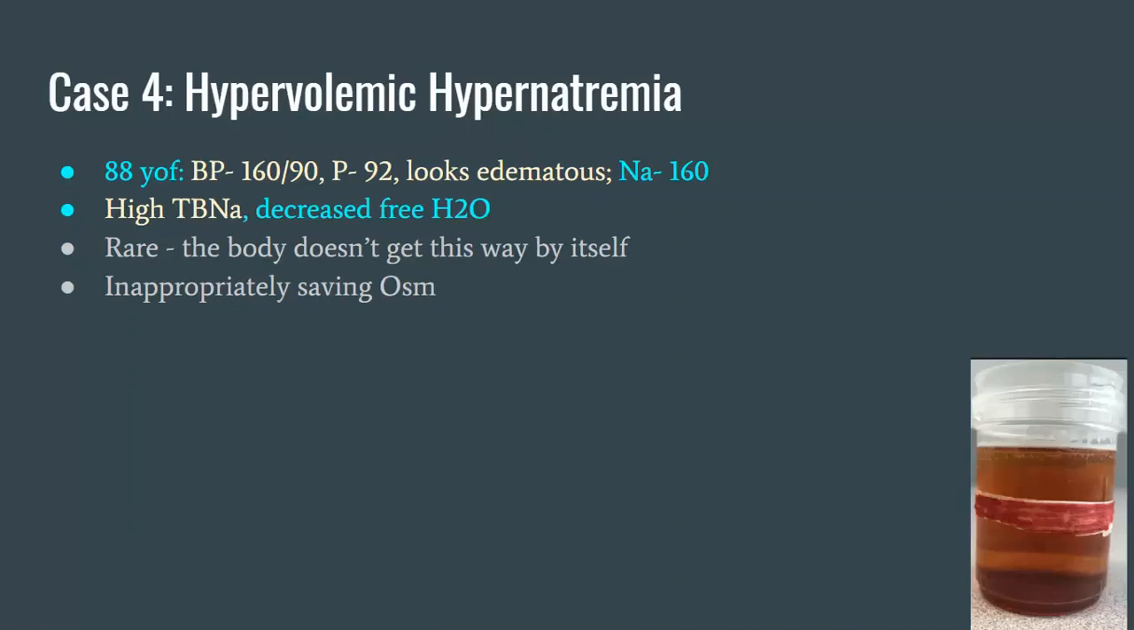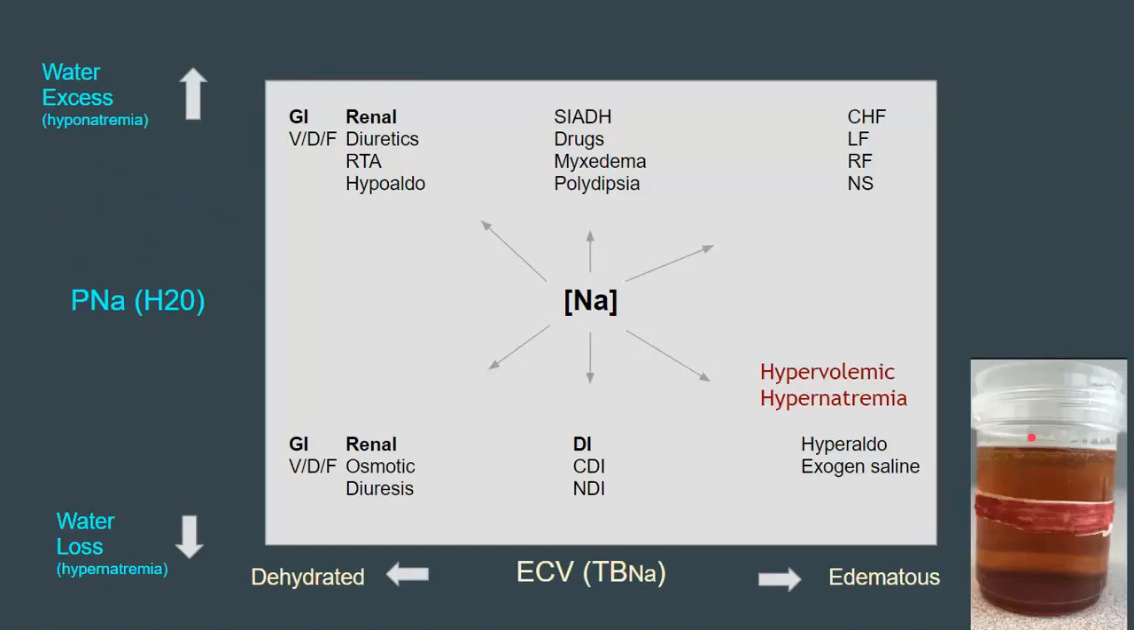So there's a decreased free water and too high total body sodium. So either there's a doctor over there who's been iatrogenically giving her too much normal saline, or we have an adrenal tumor, a primary hyperaldosteronism going along here. And this is what we get. This is a hypervolemic hypernatremia.